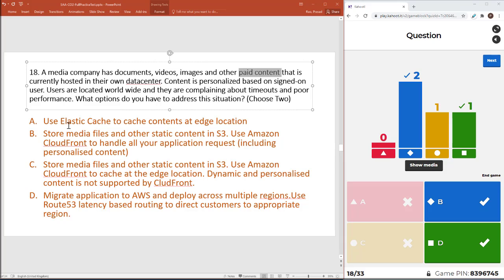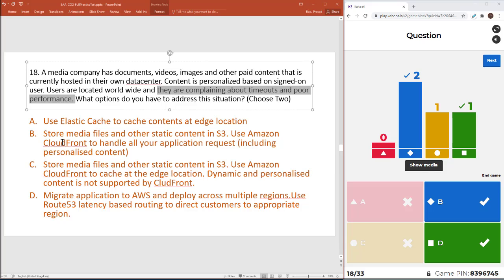ElastiCache, obviously the answer is no, we cannot solve it through ElastiCache, right? Here it's talking about designing the whole solution in a more cloud native way. Because it is static content, we can always save it in S3. And they say that users are located worldwide. It means they are located in multiple regions, and they're complaining about timeouts and poor performance. So they want it in a fast, low latency manner.